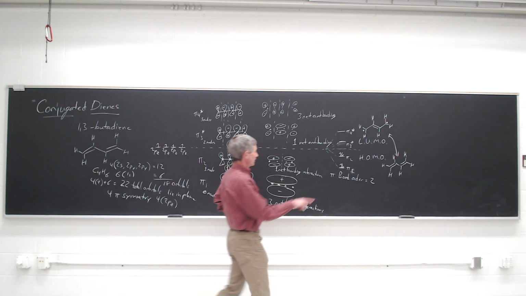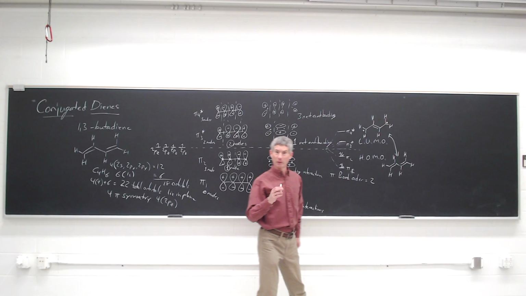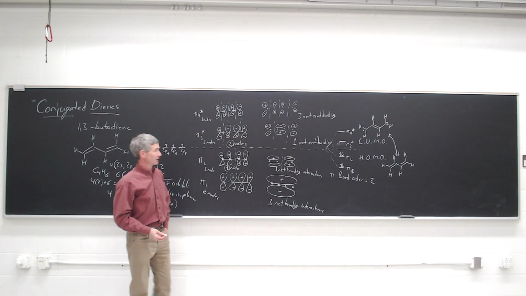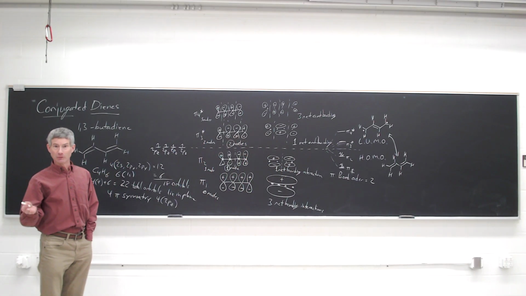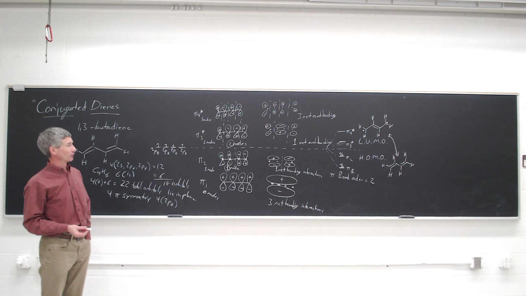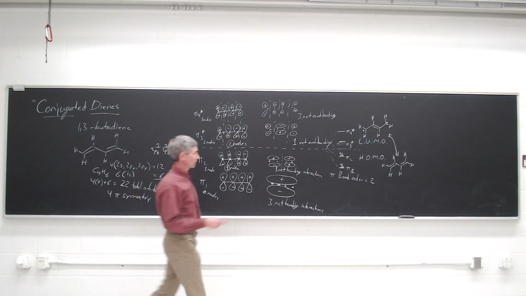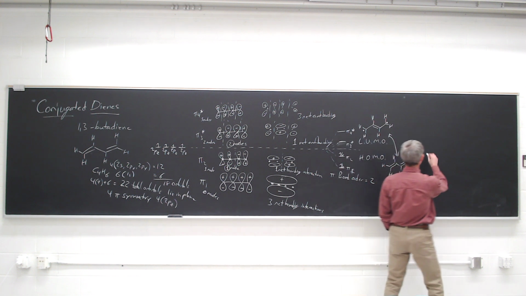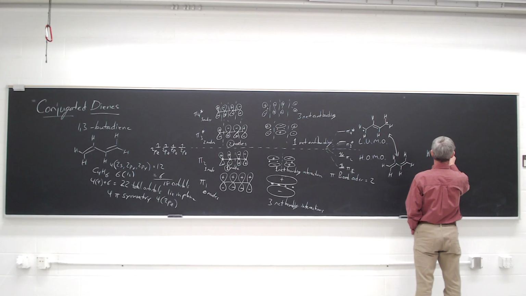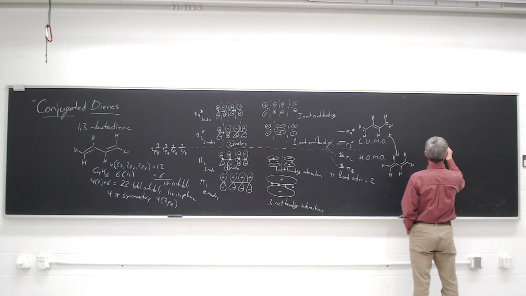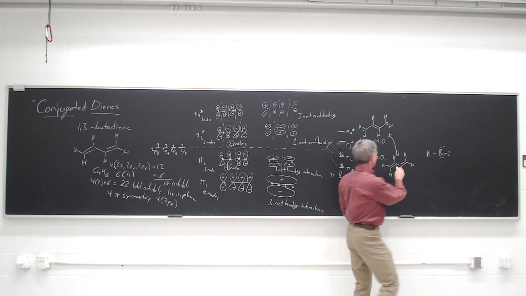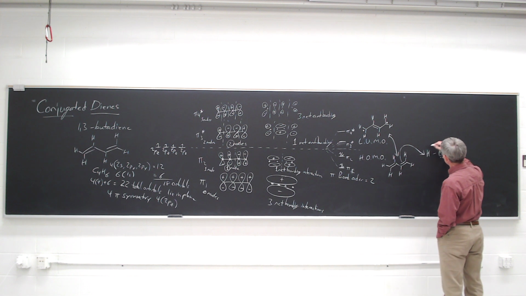But normally, it's the highest occupied molecular orbital that's going to be involved in donating the electrons from the pi system to an electrophile of some sort. So if we were to add HBr across this molecule, we would expect the pi bond to attack the hydrogen.